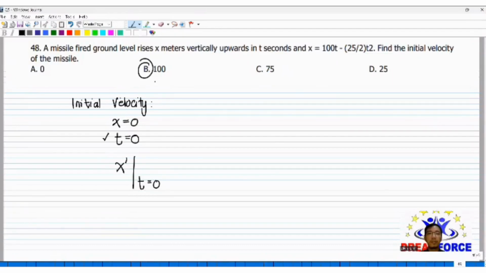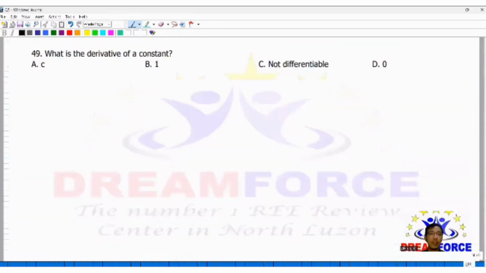Okay. Next number 49. What is the derivative of a constant? Ano bang derivative ng constant? 0. So letter D.